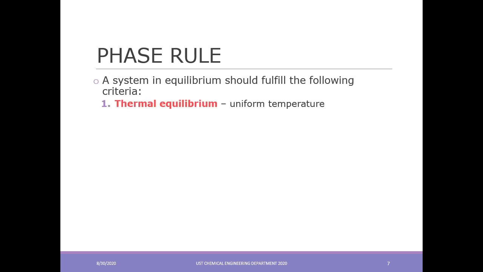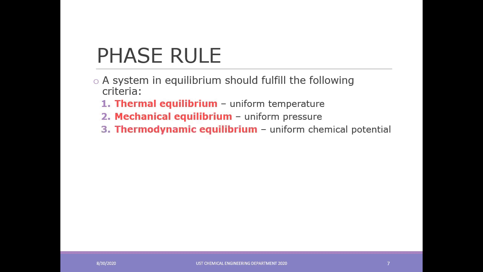Thermal equilibrium means that the temperature is the same throughout and in all the phases of the system. Mechanical equilibrium is achieved when the pressure is uniform at any point of the system. And finally, thermodynamic equilibrium means that the chemical potential of each component is the same in all the phases in the system. Now, before we proceed, let us talk about chemical potential.